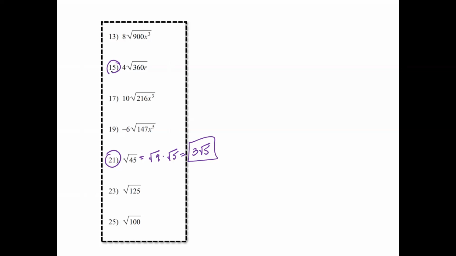For number 15, what you have is a 4 times the square root of 360, which is the same thing as 36 times 10. And then make sure you have an r in there as well. So then here you have a 4. That 36 becomes a 6. The 10 doesn't change. The r doesn't change. 4 times 6 is 24. So 24 square root 10r. And that's your answer.